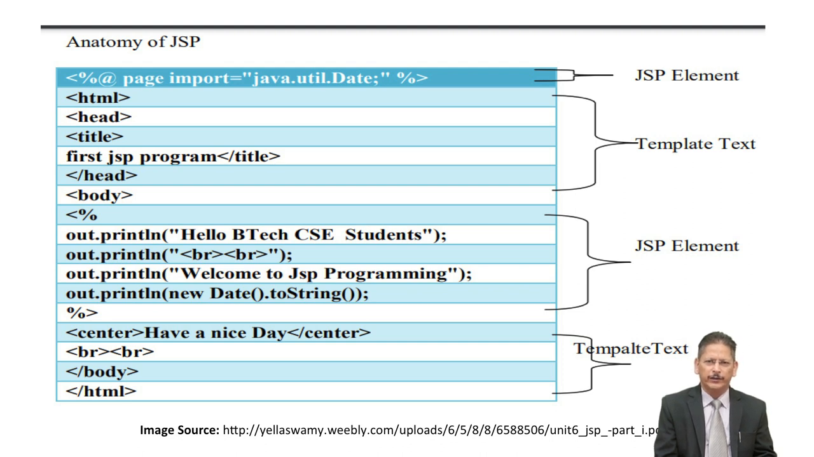So this is the first line. This is the JSP element. So this is the first line for the page import. Now we will start the HTML page, because JSP is embedded programming. So with JSP we will include the HTML portion also. So HTML, head, title, first JSP program, head and body. The program will start with HTML, then the head portion. Inside the head portion there is a title, first JSP program, title is closed, then head will close, then body will start.